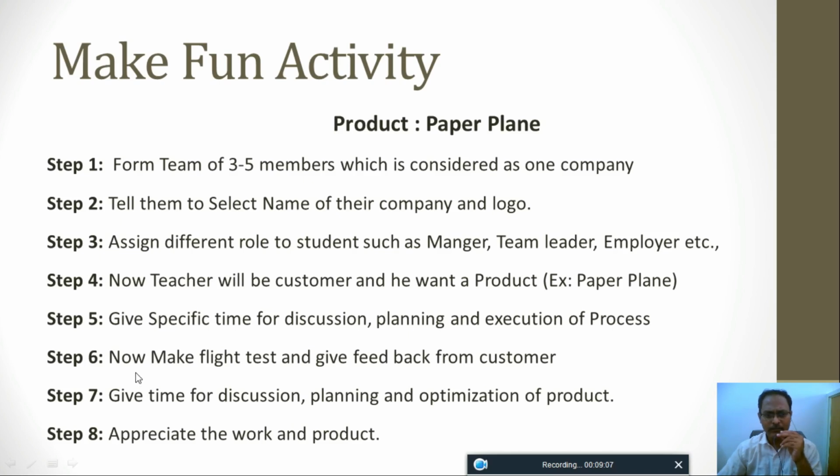I had given the flight test. In step 6, I asked for feedback from the customers, and I have given the feedback. In step 7, I have given some more time for discussion, planning and optimization of the product.